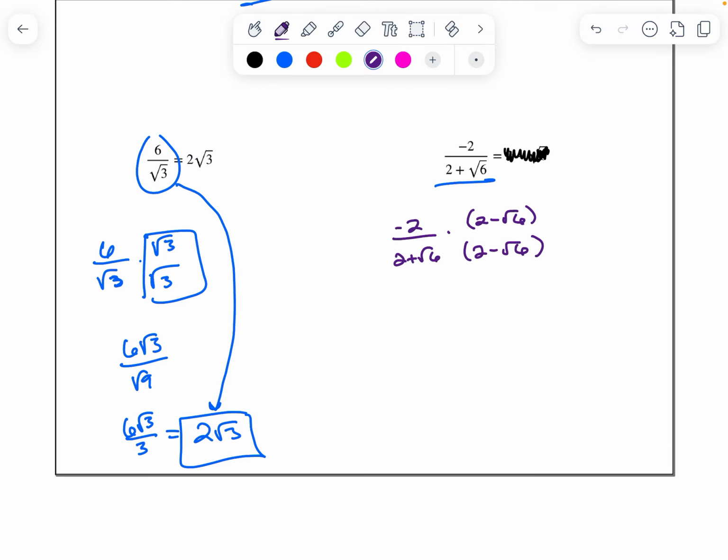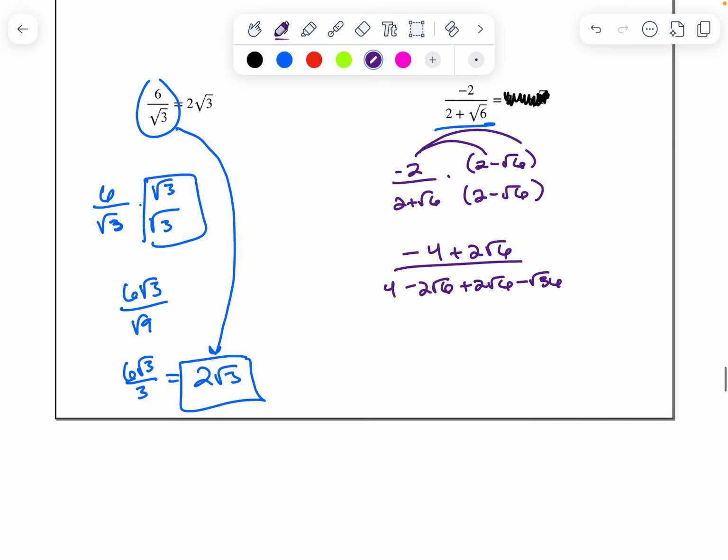All right, on the top I need to distribute. That would give me negative 4 plus 2 square root 6. On the bottom I need to distribute as well. I'm going to FOIL. So first and first, 2 times 2 is 4. 2 times negative square root of 6. Positive square root of 6 times 2. And square root of 6 times negative square root of 6.